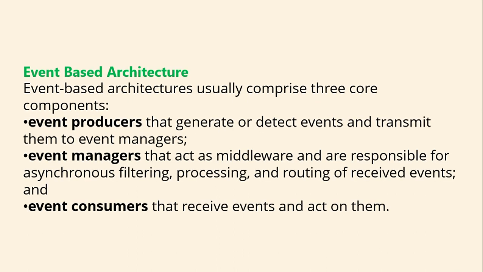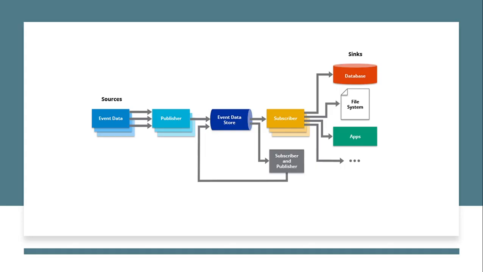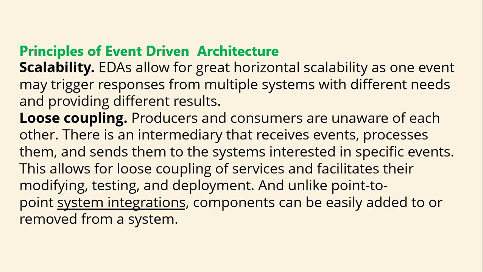So event-based architecture usually comprises three core components: event producer, event manager, and event consumers. The event producer is the one that generates or detects events and transmits them to event managers. The event manager acts as a middleware and is responsible for asynchronous filtering, processing, and routing of received events, and event consumers receive events and act on them. So we'll have the source, the event data. After that, the publisher publishes the events and subscribers subscribe to those events. Now the subscriber can be a system, an application, an API, it can be anything.